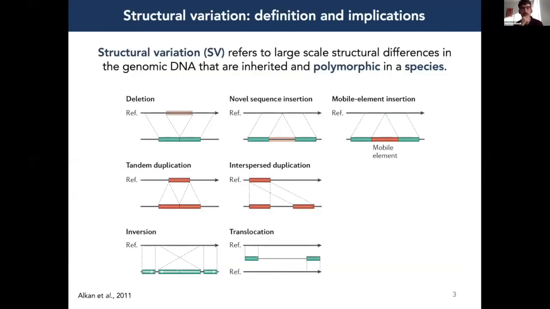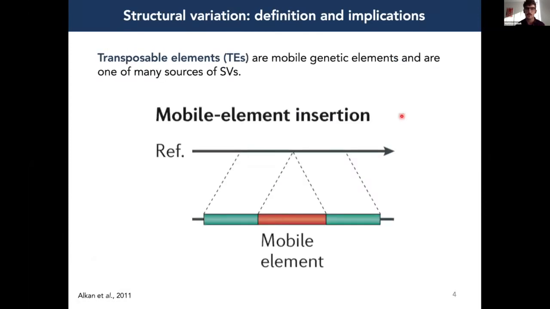So what do we mean by structural variation? Structural variation refers to large-scale structural differences within the genome that are inherited and polymorphic within species. There are many ways to generate structural variation within genomes, the most common being deletions and insertions. But today I will particularly focus on one type of structural variation, which is the structural variation induced by the activity of transposable elements. Transposable elements are mobile genetic elements that have the ability to replicate and jump around in the host genome. And because of these inherent features, they're actually a major source of structural variation in the genomes.